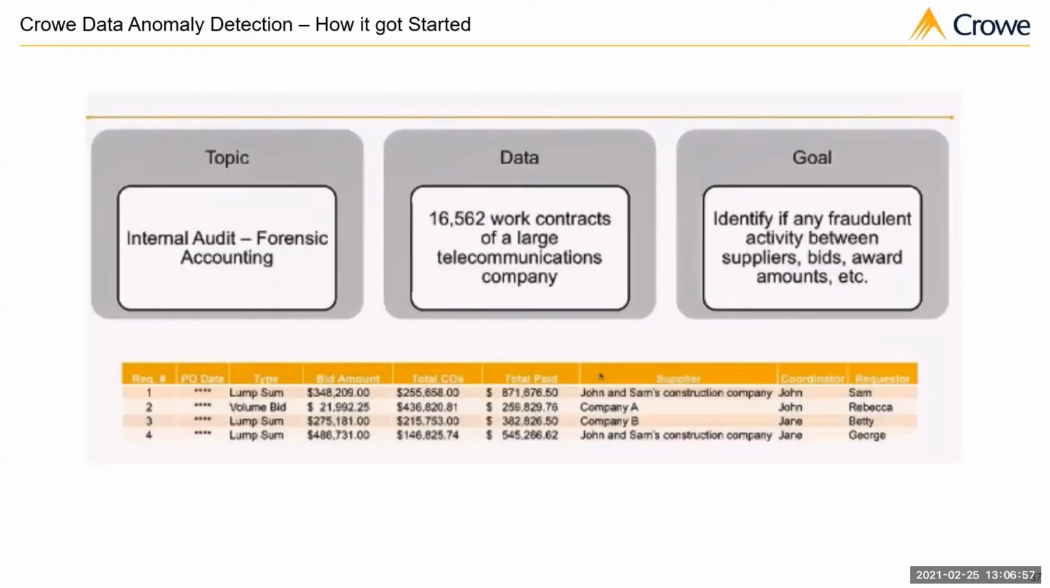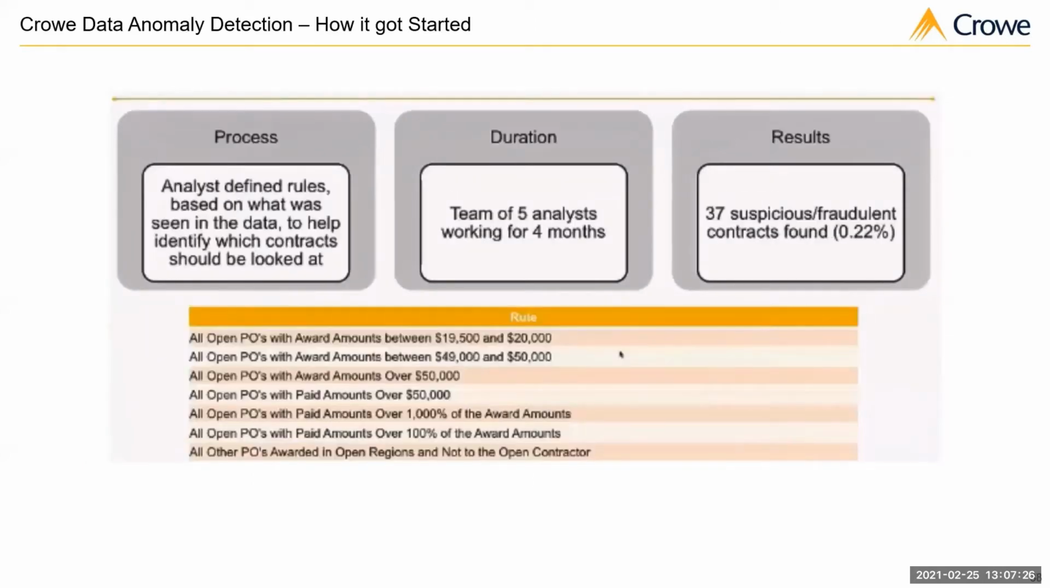And this really started a few years ago at Crowe, in our forensic accounting department, where we were engaged with a client that needed us to validate over 16,000 work contracts and identify if there was any type of fraud or mistakes in those 16,000 contracts. And we were tasked with doing this manually, by dumping information into Excel and analyzing things based on specific rules that the client provided to our team.